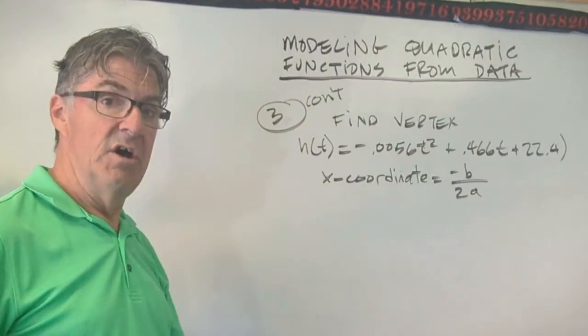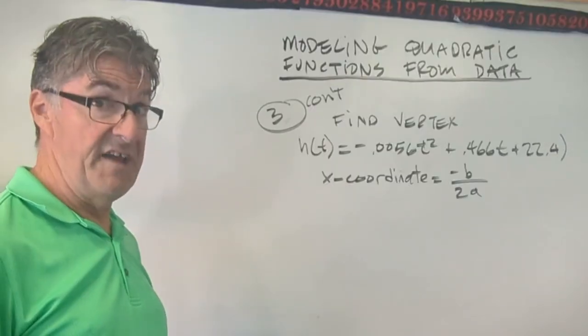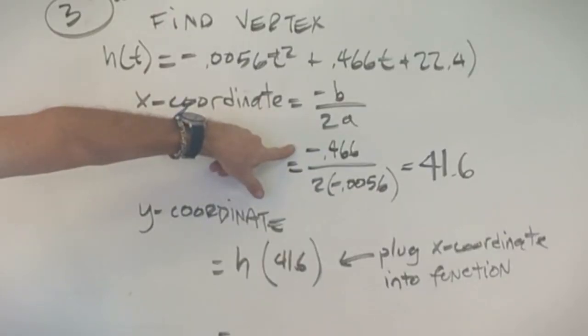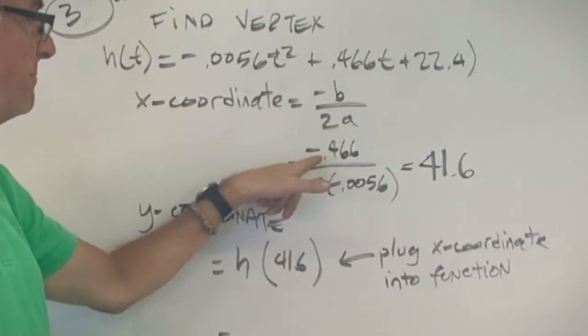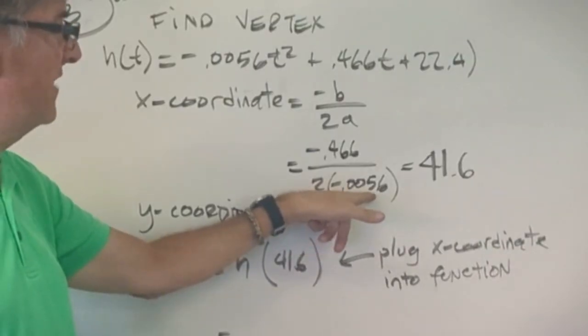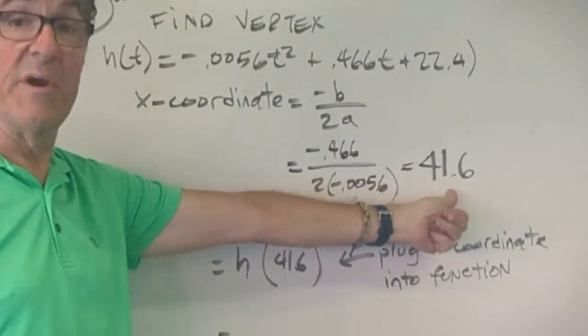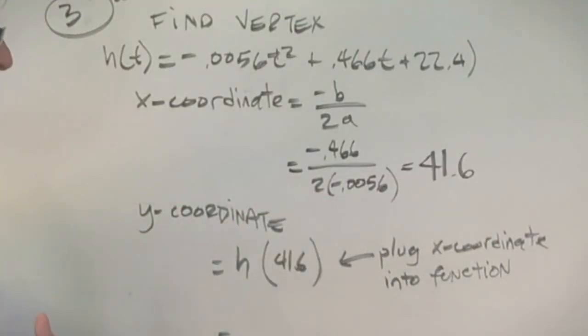So pause the video, do a plug-in step, and if you're feeling bold, get out your calculator and find the answer to that. Okay, let's see how you did. My plug-in step, minus 0.466, because it's minus b. b is positive, but I have to change the sign, and then it's 2 times minus 0.0056. When I did this math on my calculator, I got 41.6. So that's the x-coordinate of the vertex.